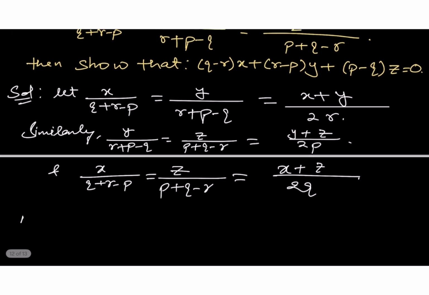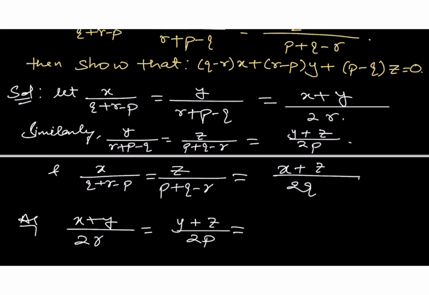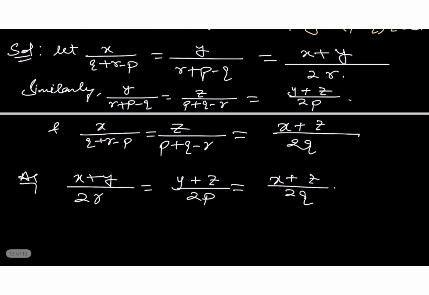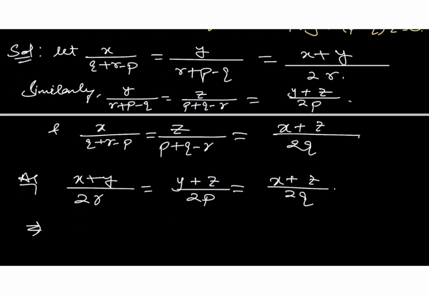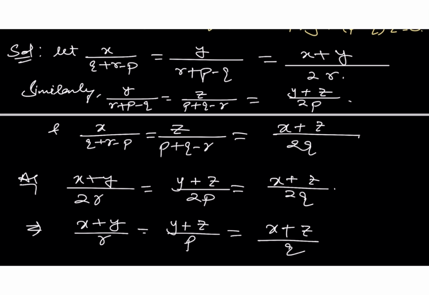But as these ratios are also equal, so x plus y upon 2r must be equal to y plus z upon 2p is equal to x plus z upon 2q, right? Or this can be written as x plus y upon r is equal to y plus z upon p is equal to x plus z upon q. So it is lambda, right?